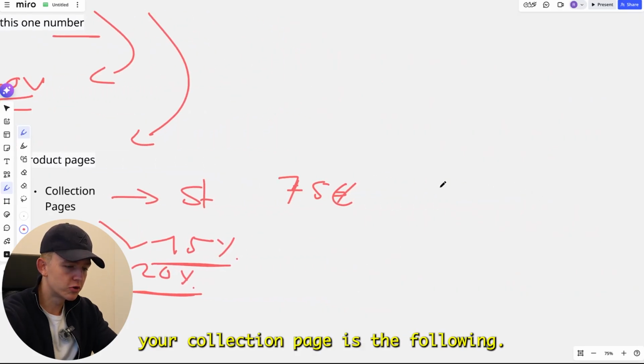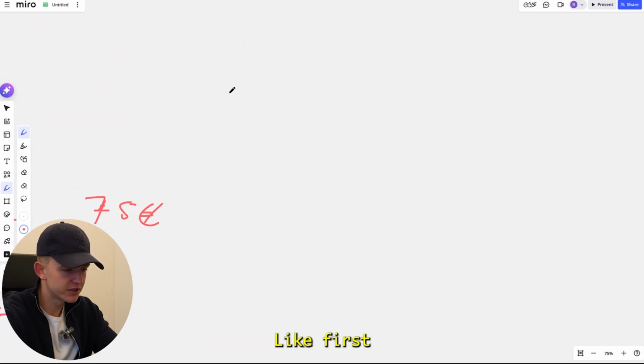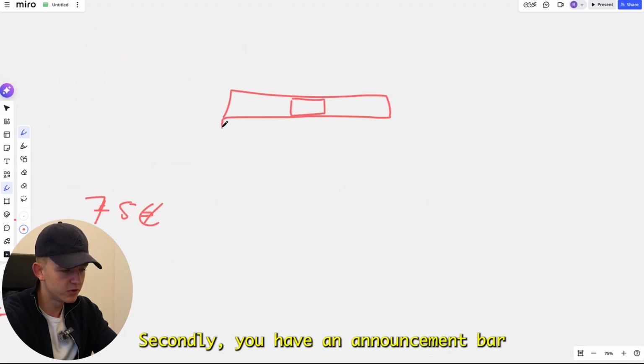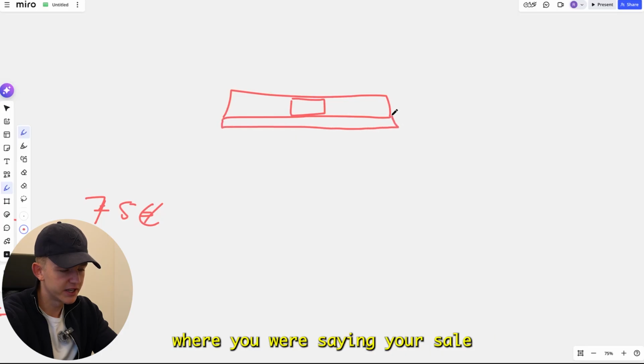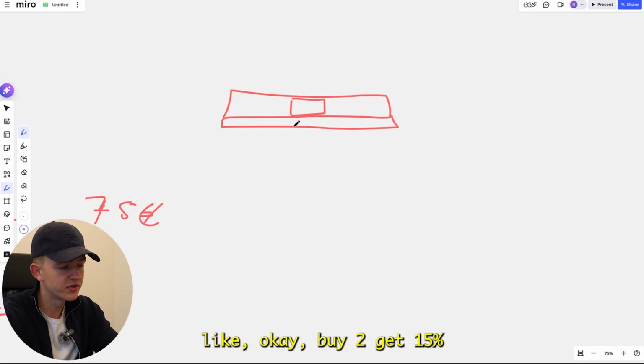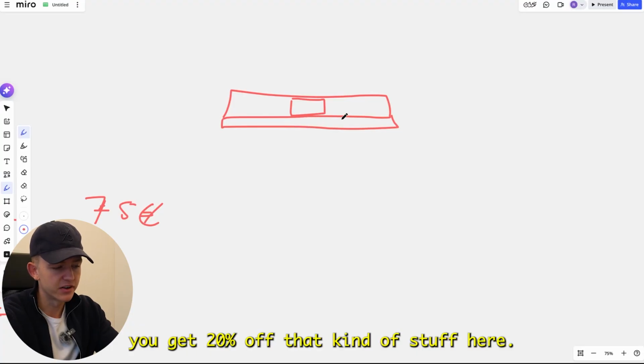How you should build out your collection page is the following. First, you have your header with your logo. Secondly, you have an announcement bar where you're announcing your sale, where you're talking to your customer like, okay, buy 2 get 15% off, buy 3 get 20% off, and that kind of stuff.